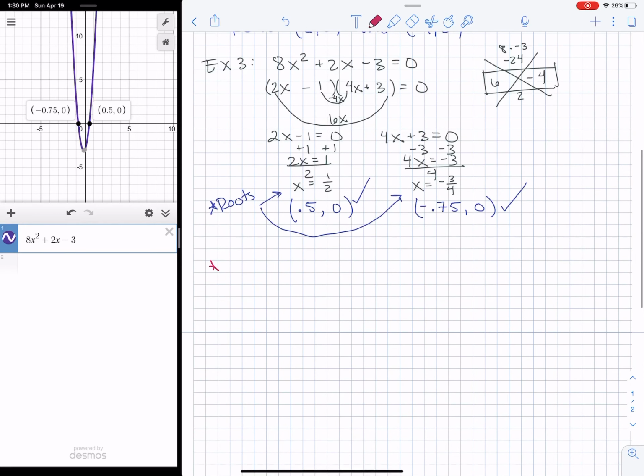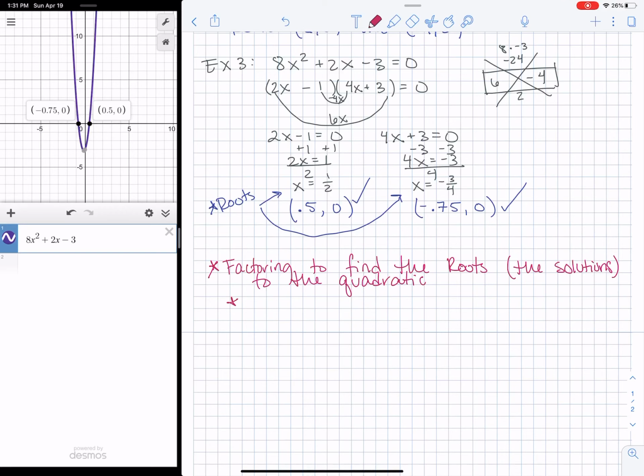But the main thing that I would like you to take away is why are we factoring? And we're factoring to find the roots, also known as the solutions, to the quadratic. You can also say that these are the x-intercepts of the parabola.